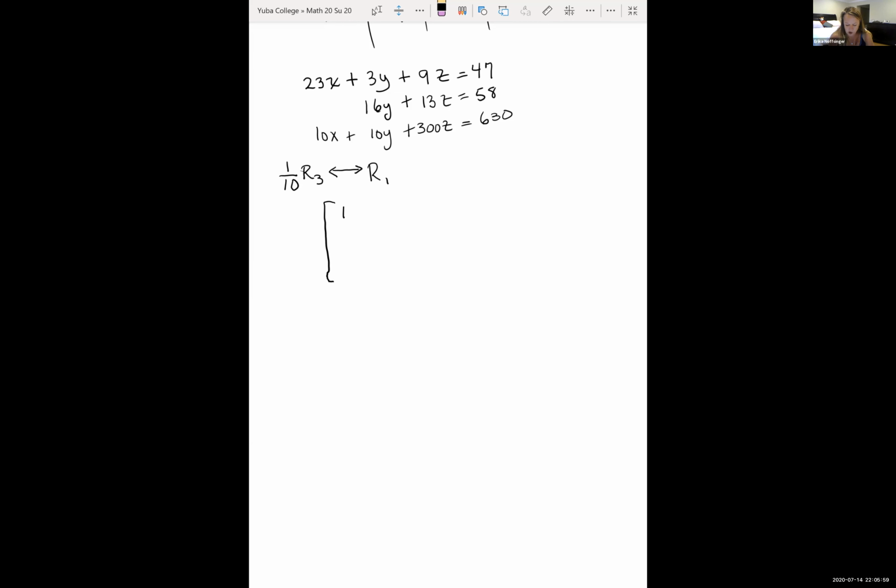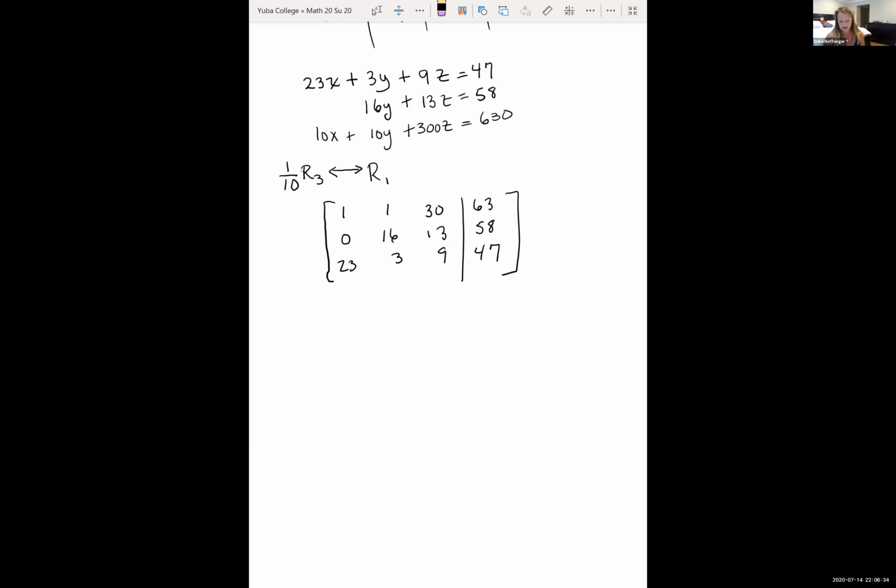1/10 times 10 is a 1. 1/10 times 300 is 30. And 1/10 times 630 is 63. My second equation, my second row, no x, so 0, 16, 13, and then 58. And then my third row, which was my first equation, is 23, 3, 9, and 47. Okay, so I kind of manipulated it first before I wrote my matrix.